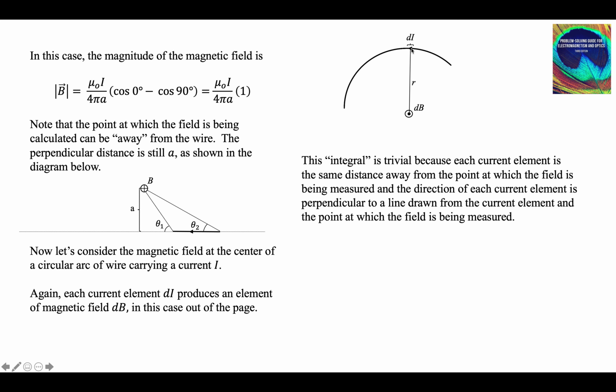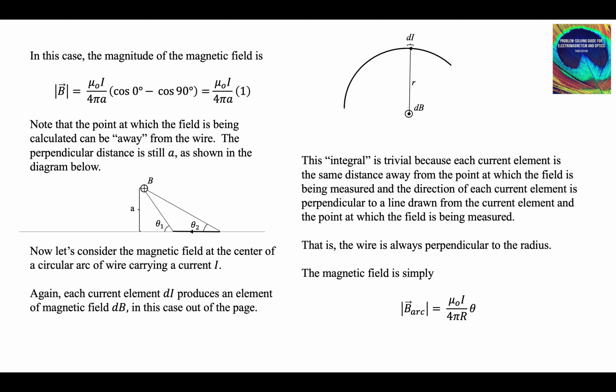The integral here is trivial because every dI makes exactly the same contribution. R is perpendicular to dI. It's not the case with the straight wire, where the angle's changing all the time. The wire is always perpendicular to the radius. So all you have to do is sum up all the dI's, which means summing up thetas. So this theta is the arc. It looks like maybe 120 degrees of arc, the arc of the wire itself.